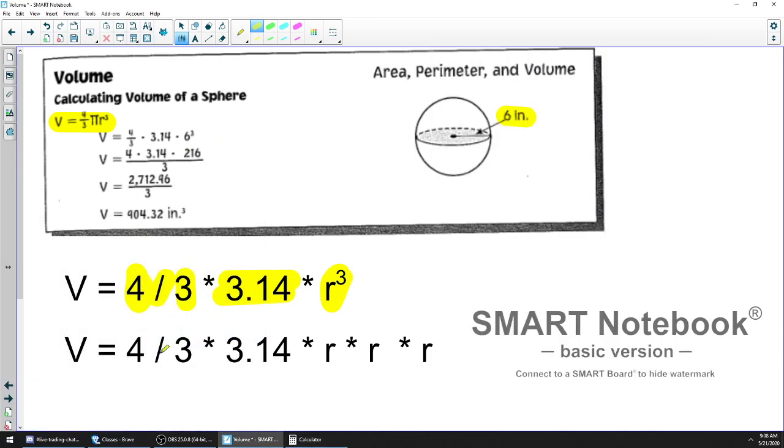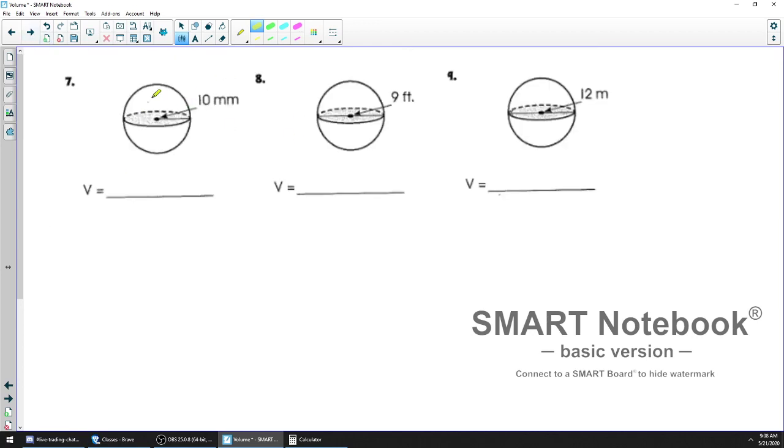Now, I did a little different. I usually have the numbers first, knock out the numbers first, and then the variables. It's up to you. You could do it this way or the way they show you. But let's try it with some problems.